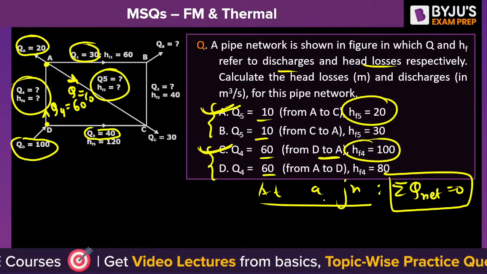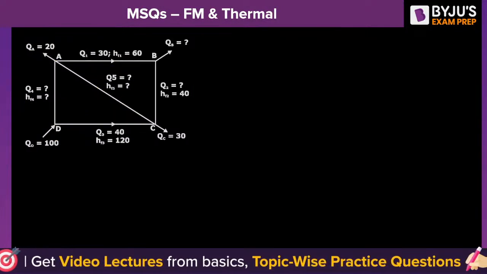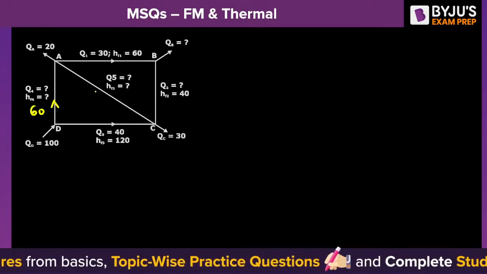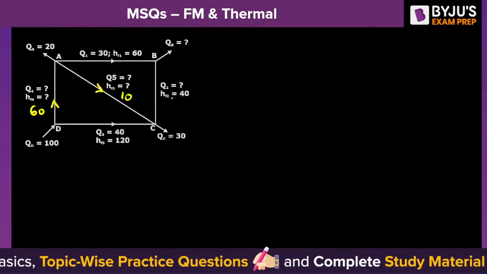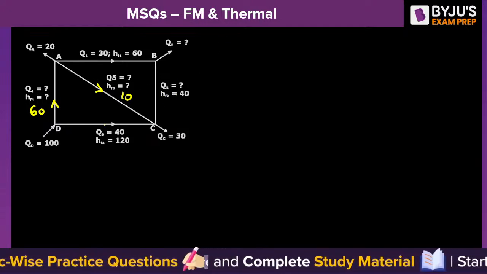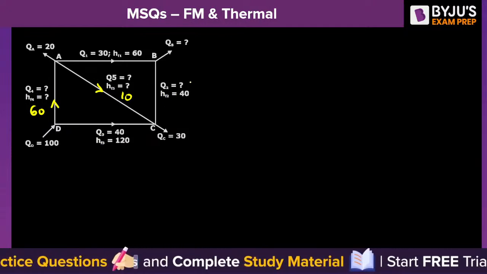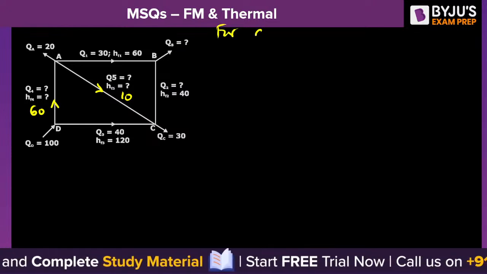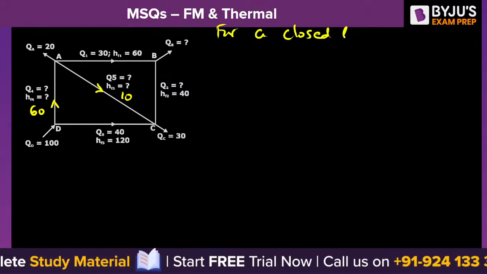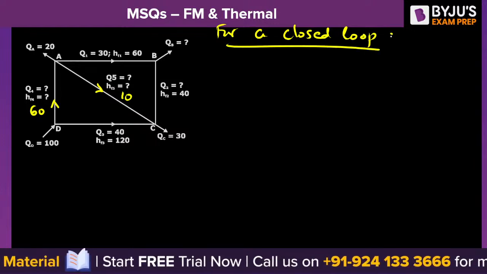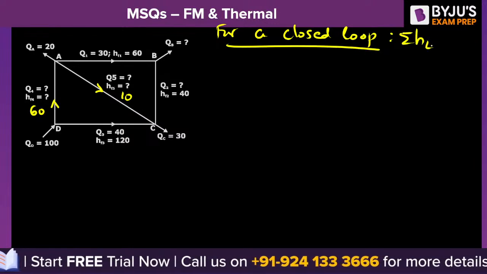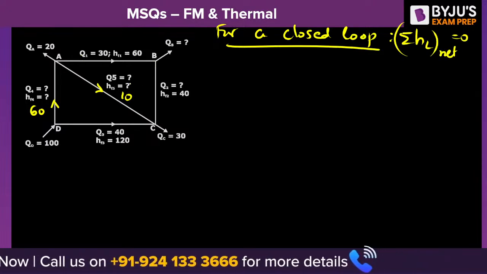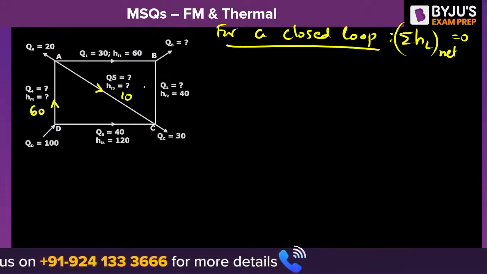Now let us try to find out. This is 60 and this is 10. Let us try to find out the value of H4 and H5. So for a closed loop, sigma HL net will be equal to 0. There are two closed loops. One is this.